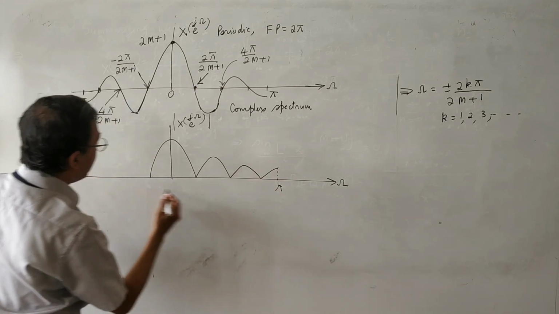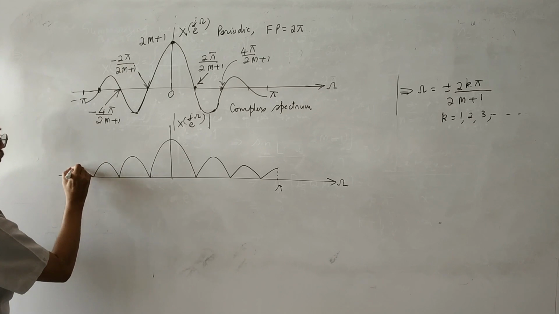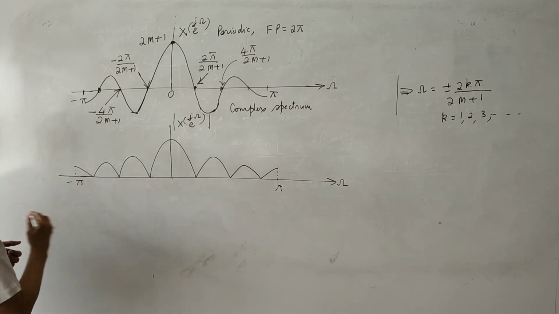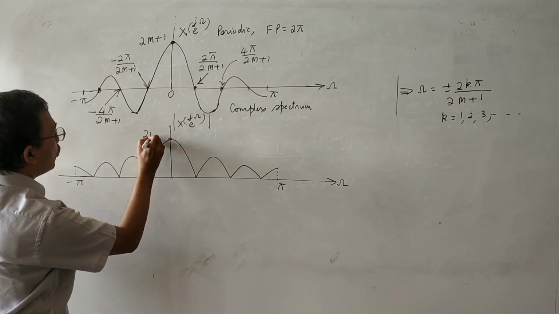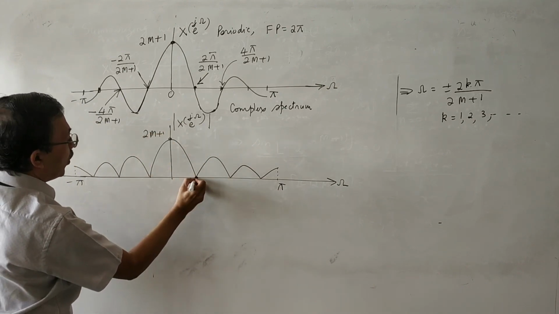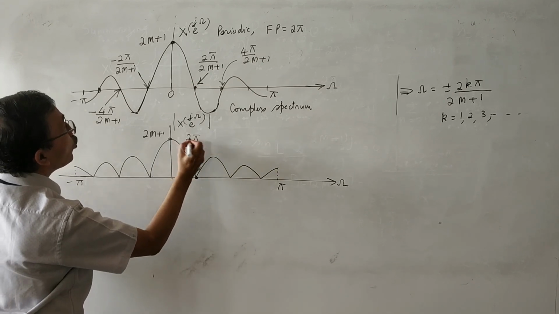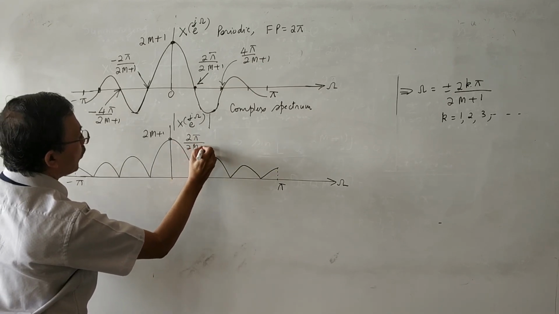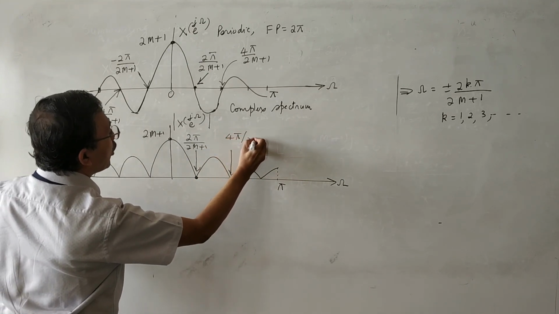This is pi. This is minus pi. This value is 2m plus 1. What is the zero crossing? This zero crossing is at 2 pi divided by 2m plus 1. This zero crossing is at 4 pi divided by 2m plus 1.